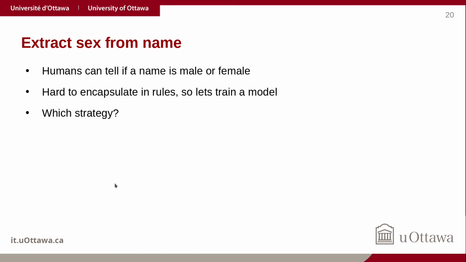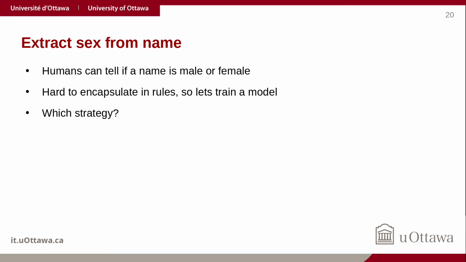And we're running a bit late, so I hope we can get most of this done before noon. We're going to extract the sex from the name. When you have a name, most people can immediately tell if that person is going to be male or female, just based on a name. But that's really hard to encapsulate in rules. You can't just say, if it ends in this letter, then it's male, and if it ends in that letter, it's female. Well, I mean, you could, but it's going to be an extremely complicated process. So we're going to instead train a model that is going to recognize the sex based on a name.